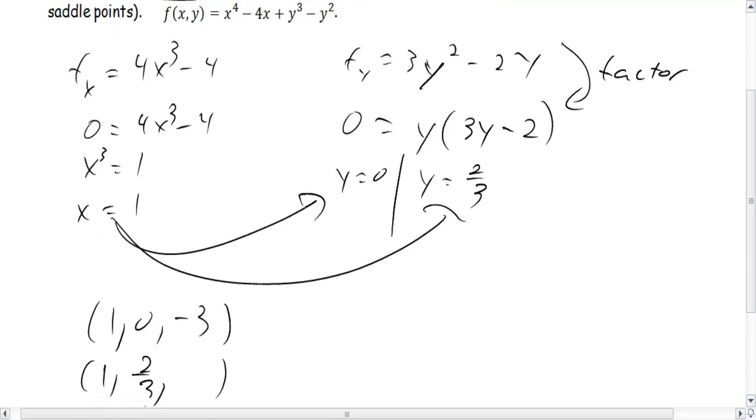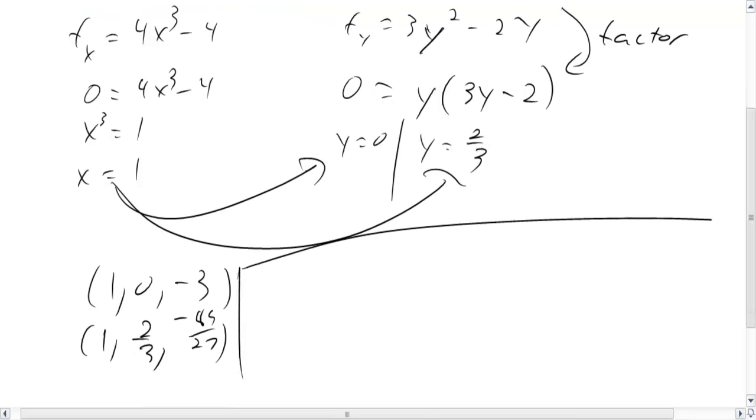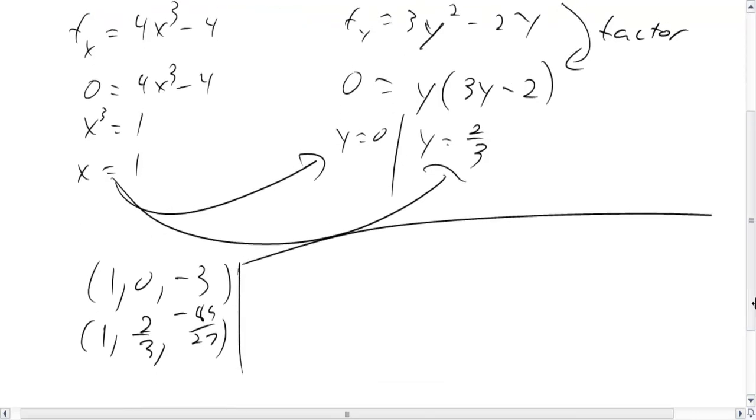Now we're going to substitute those back into the original equation, and you'll see that gives you -3, and then when I substitute these values in, I get something absolutely horrific. So that comes out to be -85/27. Let me fix that. But we don't really care because we don't need that number for anything else at this point. We don't need it other than just writing the answer, but we don't have to do any math with it. So now we're going to ask, what are these? Mins, max, saddles?